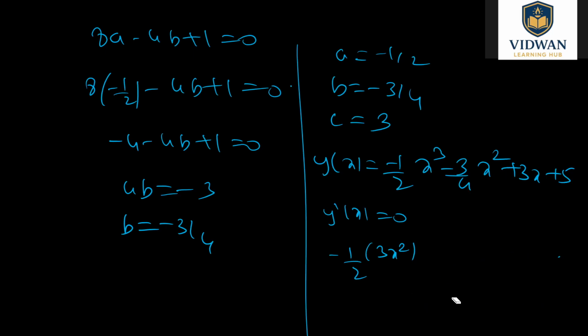When you write y dash x, it will be minus 3 by 4 into 2x here plus 3. And that should be equal to 0. Find out the value of x from here. So this will give you a quadratic. Solve the quadratic. What do you get? I think you'll get the values of x as 1 and minus 2. You'll get x as 1 and minus 2.